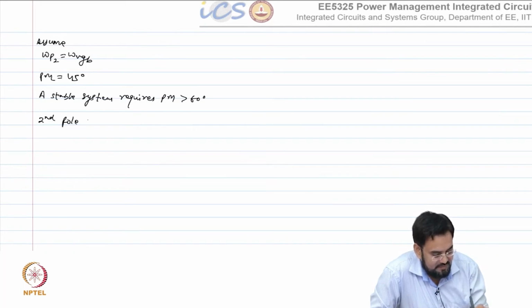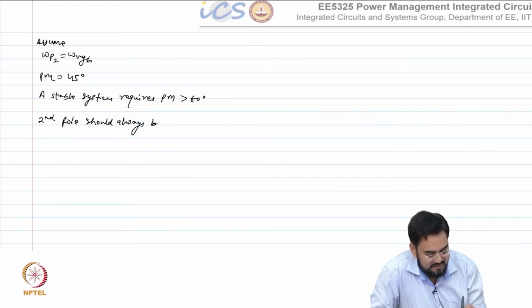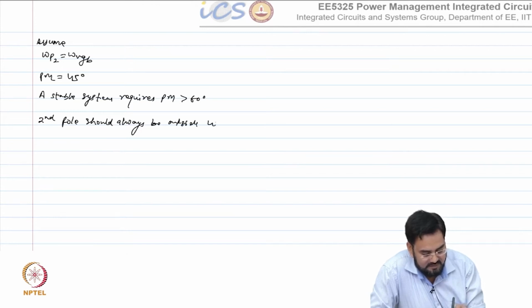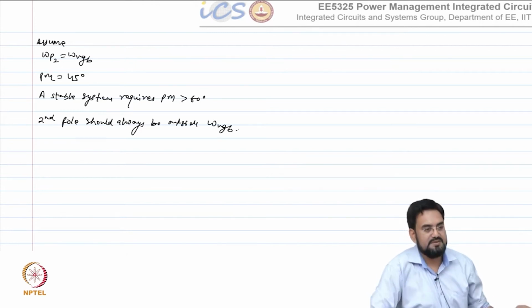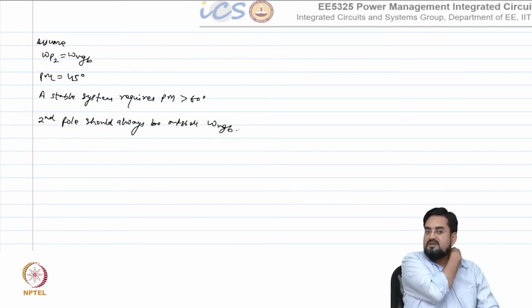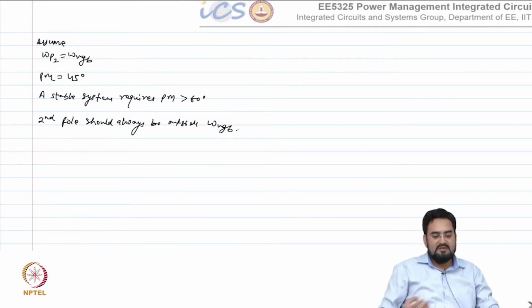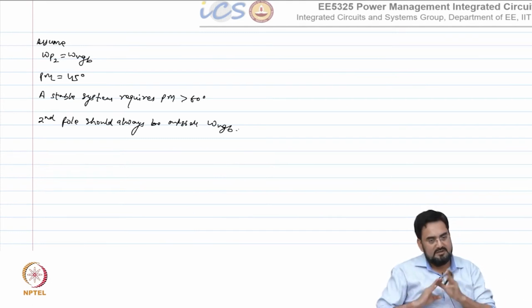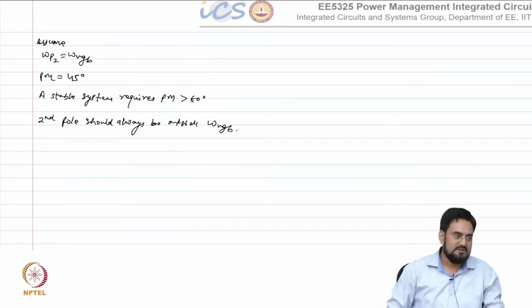The second pole should always be outside omega UGB, and that is what we do when we say compensation. We try to push the second pole outside your UGB. So, this is the thumb rule.